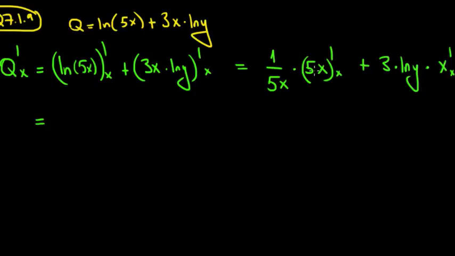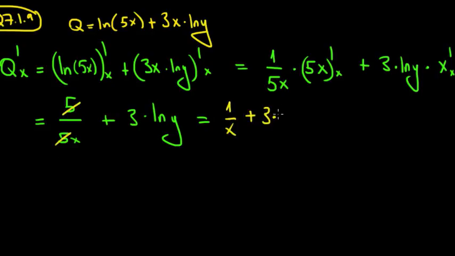Okay, 5x derivative with respect to x is just 5 divided by 5x plus 3 times ln y, because x derivative is just 1. So 5 divided by 5, well, that cancels out. So we have 1 over x plus 3 times ln of y. And that's going to be just the first derivative, the first order.